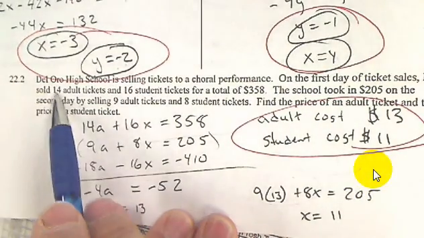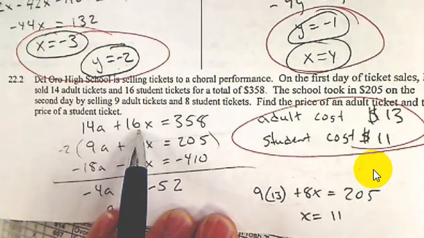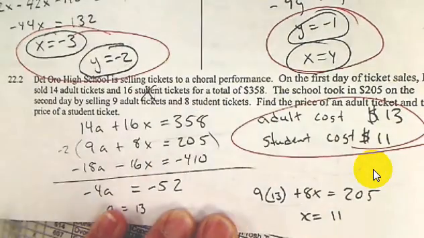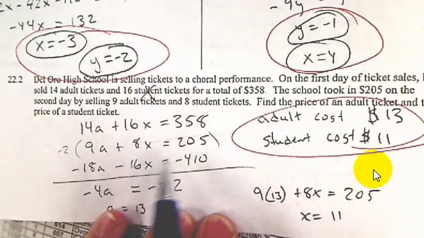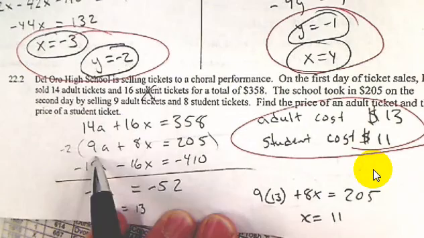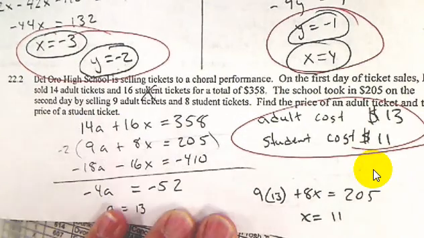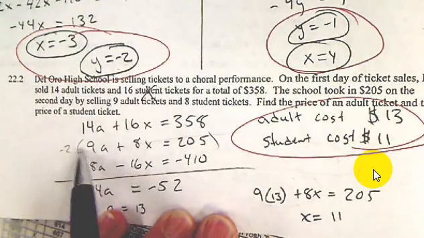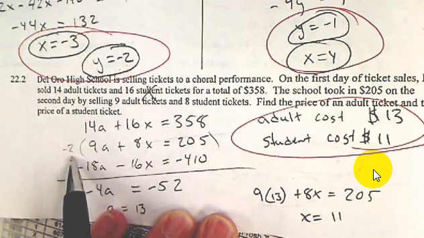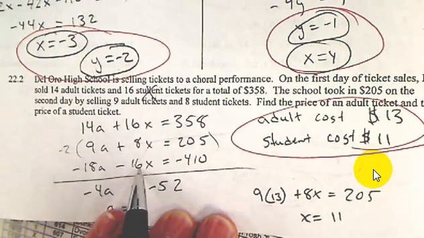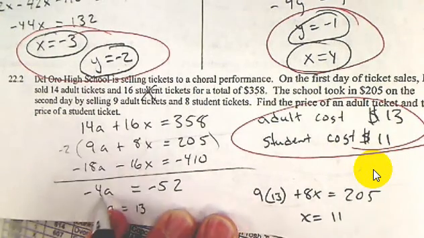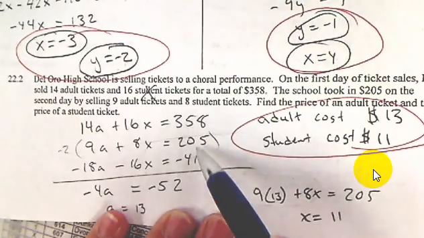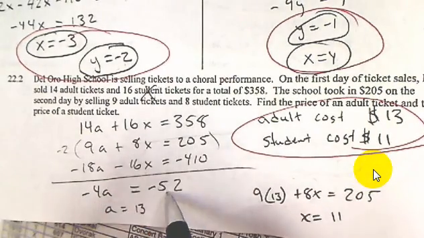You write the equation. There's 14 adults, 16 students. I use x for students, and that's a total of that much money. And then this much money was 9 adults and 8 students. I multiplied the bottom equation by a negative 2 so that I'd get a negative 16x, so that these x's would cancel out when I add them together. So when I add those together, I get the negative 4. Add those together, I get the negative 52.